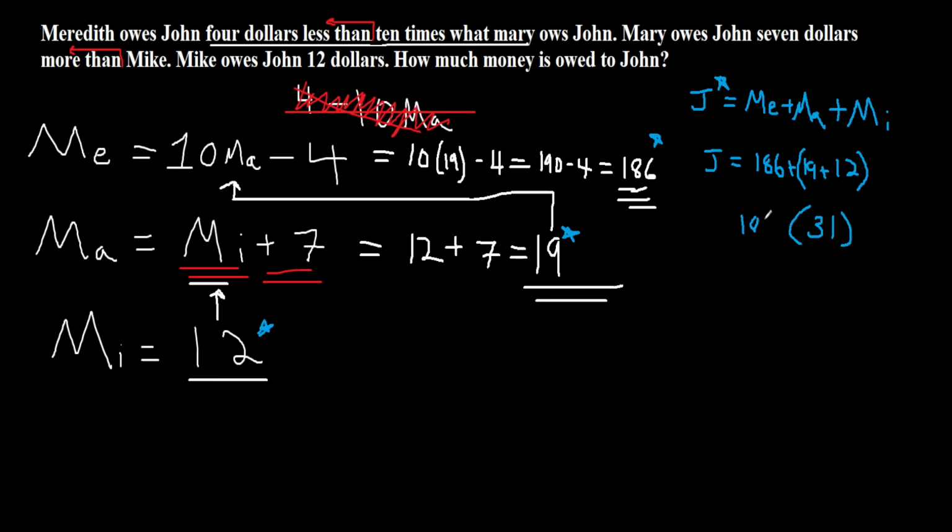So we've got 186 plus 31. That's what John's getting. So it should be $217. Woo, boy, John, you are lending out some money to your friends there, John.